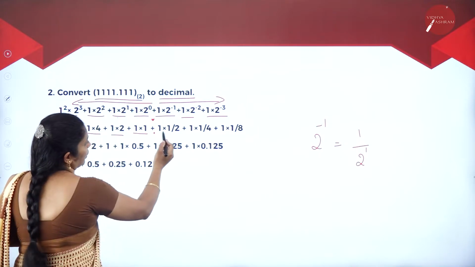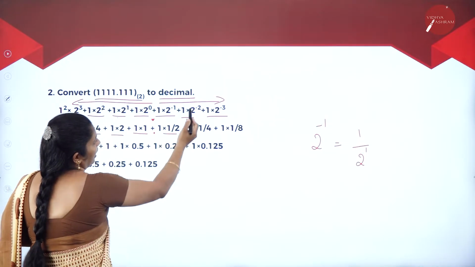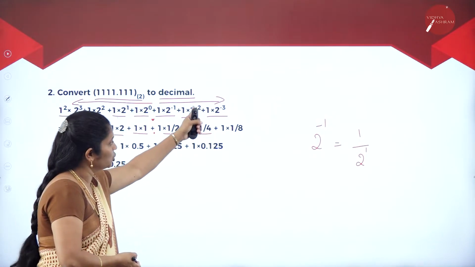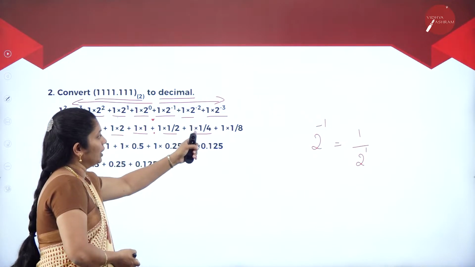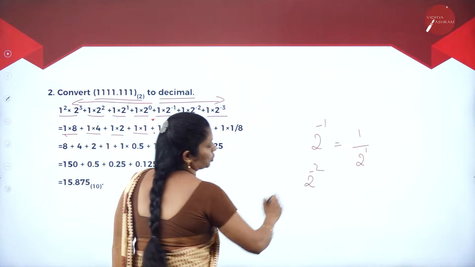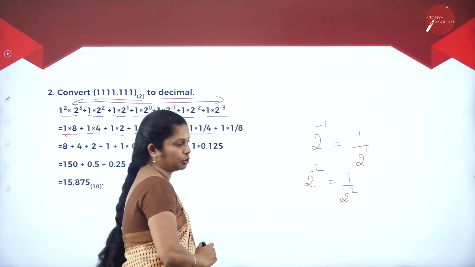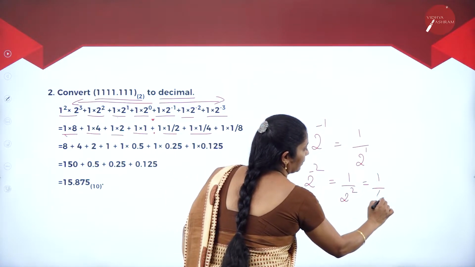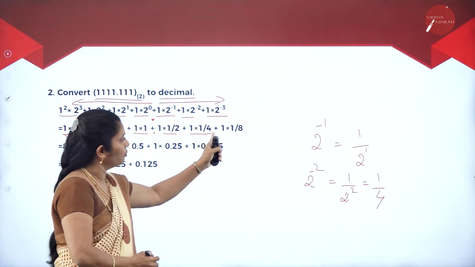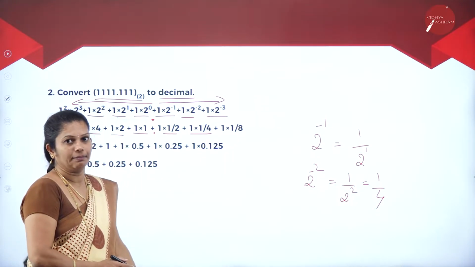Then that is 1 divided by 2 we are going to take. And here 1 divided by 1 into 2 to the power of minus 2 we have. That will be written 1 into 1 divided by 4. If you have 2 to the power of minus 2, then how to write that? 1 divided by 2 to the power of 2 to make it positive. Then that is equal to 1 divided by 4. That's why 2 to the power of minus 2 we have written as 1 by 4 plus 1 into 2 to the power of minus 3 we have written as 1 by 8.